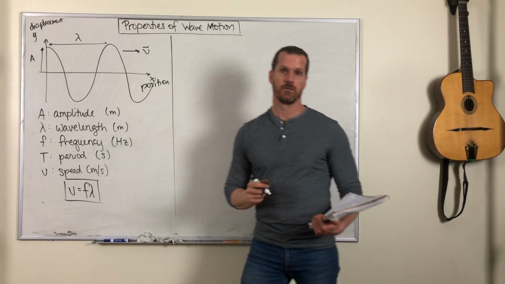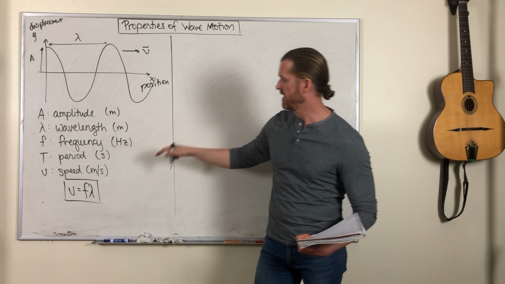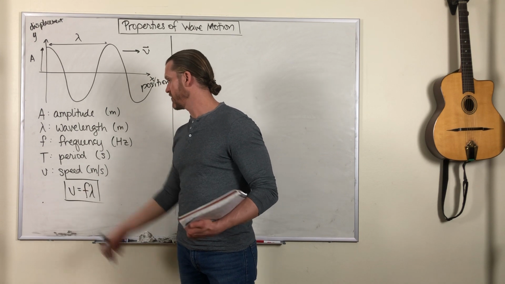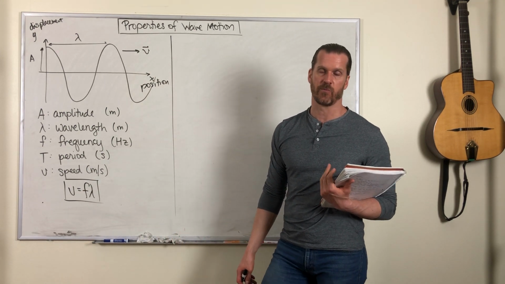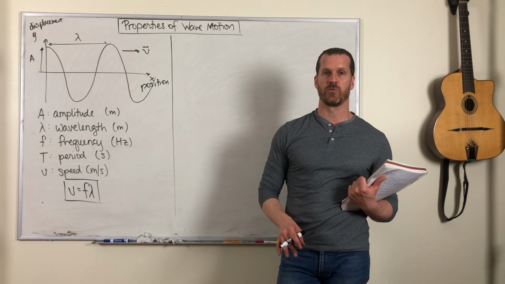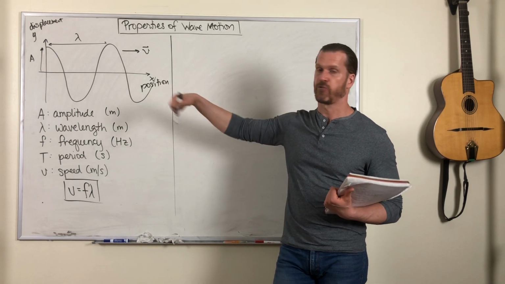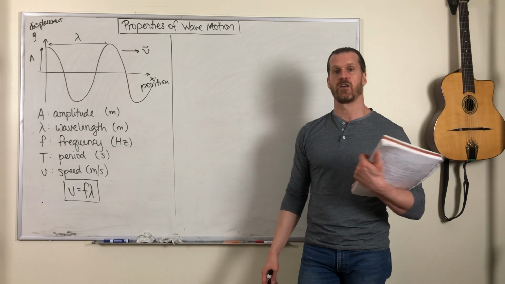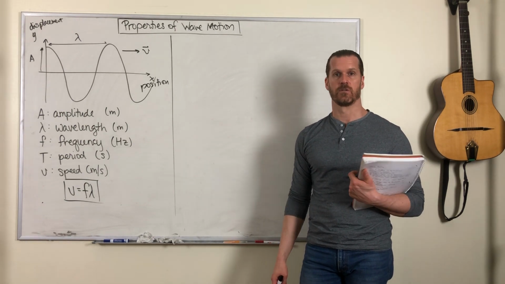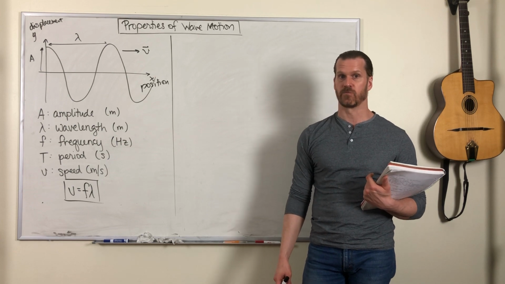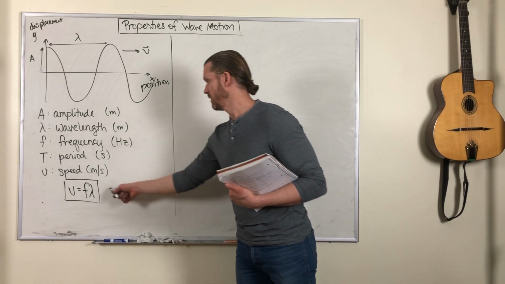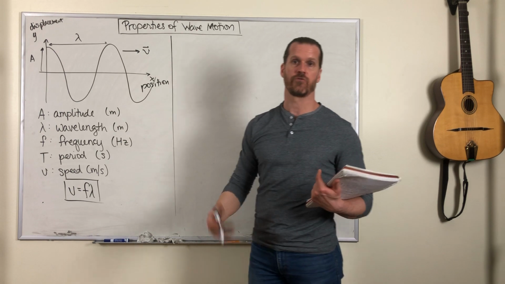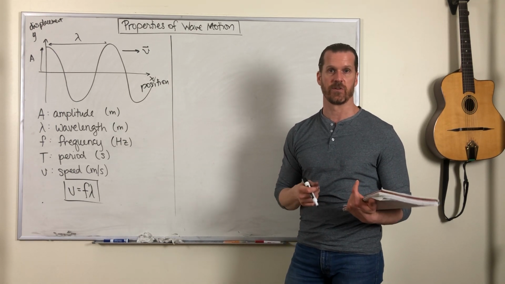Now the wave speed is how fast this wave is traveling, and it's related to frequency and wavelength. This equation, speed equals frequency times wavelength, is true for every type of wave, not just transverse waves on the string like we're drawing here. It's also true for longitudinal waves, for sound waves, for seismic waves, for electromagnetic waves, light and radio and x-rays and so on. So this equation is going to come in handy over and over again. And all these definitions are true no matter what type of wave you're dealing with as well.